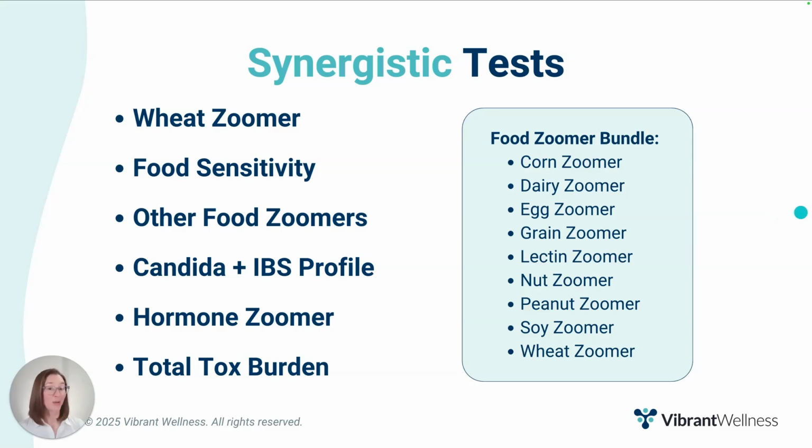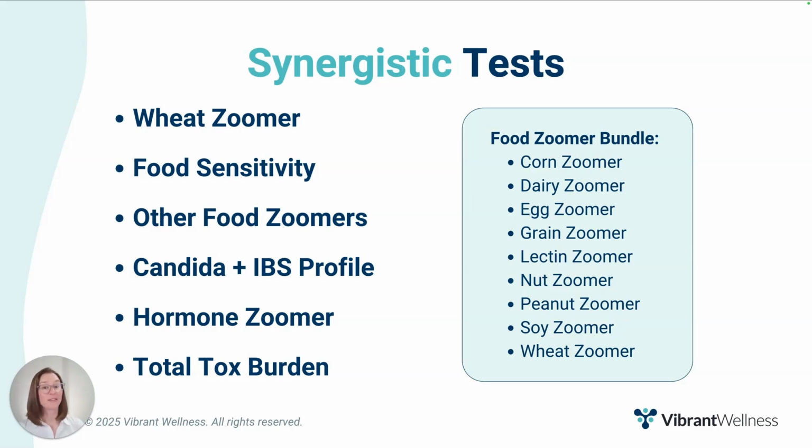Other tests that pair well with the gut zoomer include the wheat zoomer, which is used to investigate serological markers of gluten and wheat sensitivity, along with markers of intestinal hyperpermeability. The food sensitivity test and food zoomers, as intestinal permeability can increase the risk of food sensitivity development, and gut inflammation does correlate with a higher incidence of food sensitivities. More things get into the immune cells when the barrier is not intact and does not have integrity.